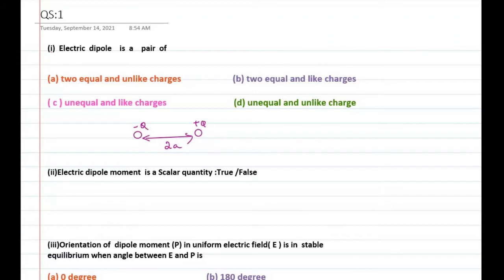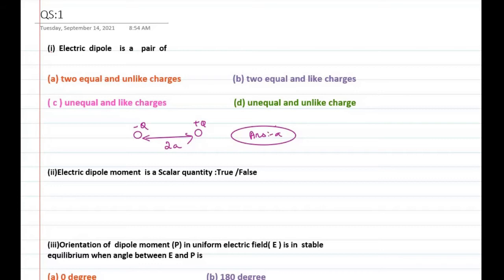Two equal and unlike charges? Two equal and like charges, unequal and like charges, unequal and unlike charges. Unequal and unlike charges is wrong, because both values will be the same, the magnitude will be the same. So C is ruled out and D is also ruled out. Two equal and like charges, no, they are not like charges, they are unlike charges. So the option is A, two equal and unlike charges, is the answer.